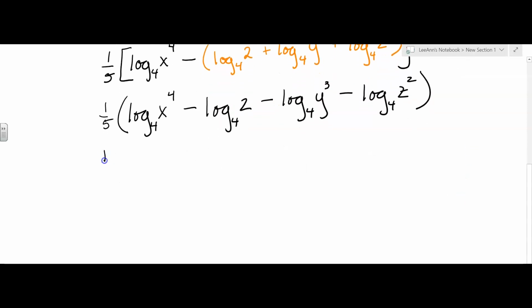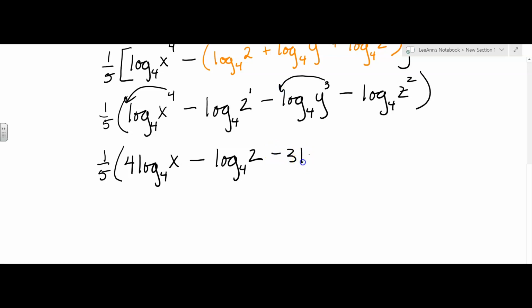So I'll still have my 1/5 out here. And then I'm going to have 4 log base 4 of x minus log base 4 of 2. Notice that there's an exponent of 1 here. So you can put a 1, but it's not necessary to do that. So the 4 came down in front. The 1 doesn't need to. The 3 is coming down in front. So minus 3 log base 4 of y, and then finally the 2, so minus 2 log base 4 of z.